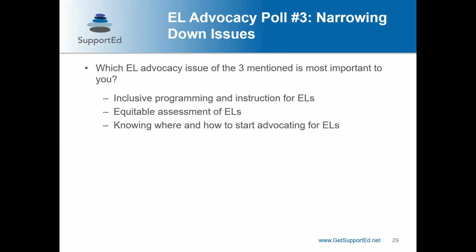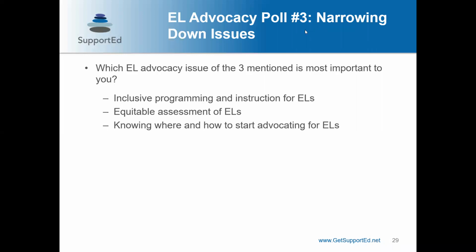So we've got about 65% of you have voted right now, so I'll let a couple more take part. And then I will share the results with you. Still, most of you said inclusive programming and instruction for ELs, followed by assessment, and then knowing where and how to start advocating for ELs.